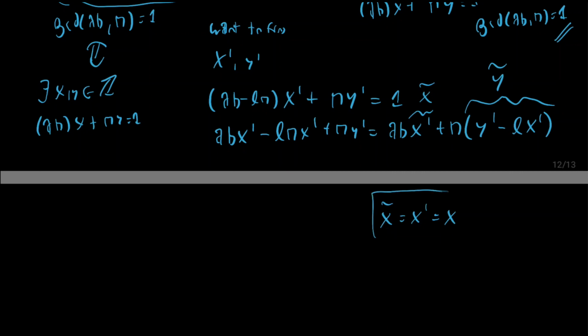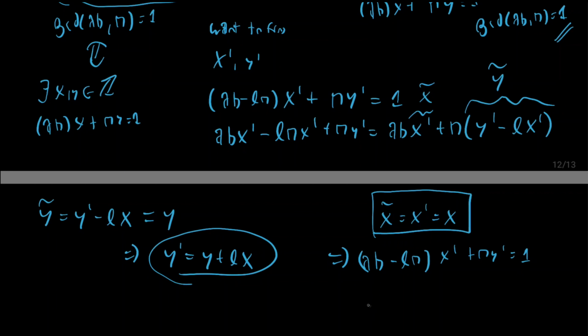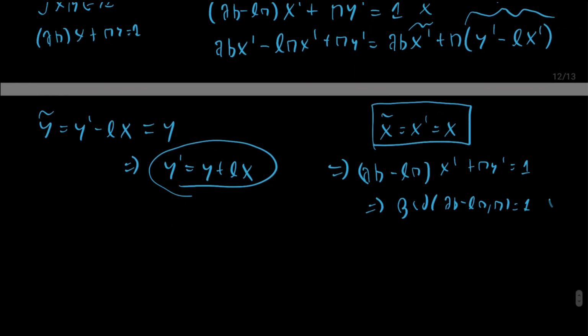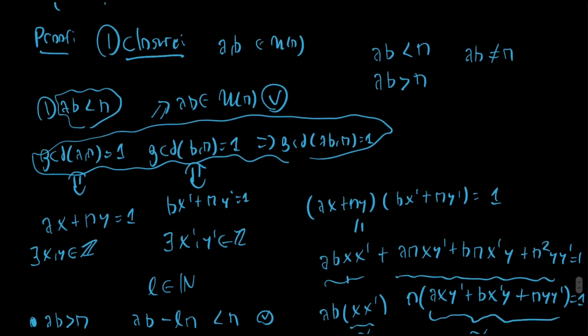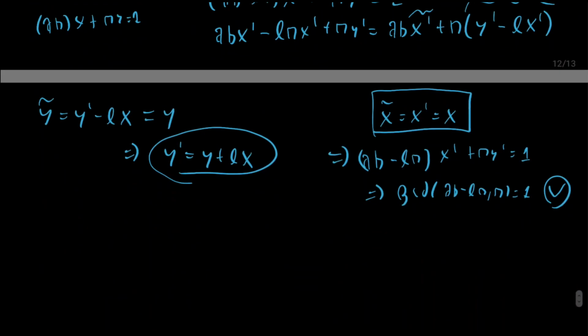So by setting this x tilde equal to x, and by setting this y tilde, which is equal to y prime minus l x prime, which is just x in this case, we want to set it equal to y, so we will have that y prime is equal to y plus l times x. By having these two values set up, we will get that ab minus ln times x prime plus ny prime is actually equal to 1. So in other words, the GCD of ab minus ln with n is 1. And so we have proven that multiplication modulo n, in this case, is closed. And so we have proven this first property.